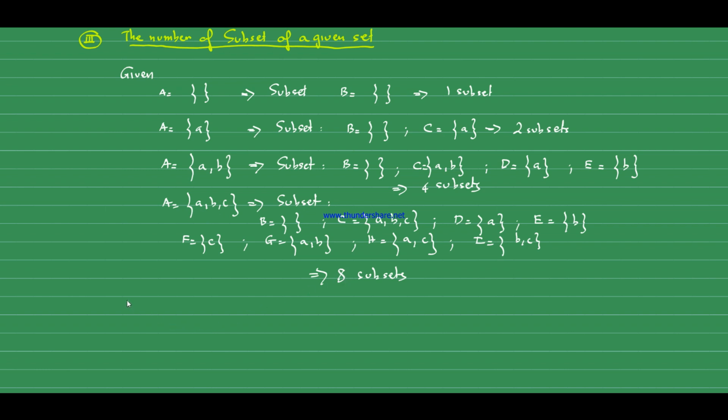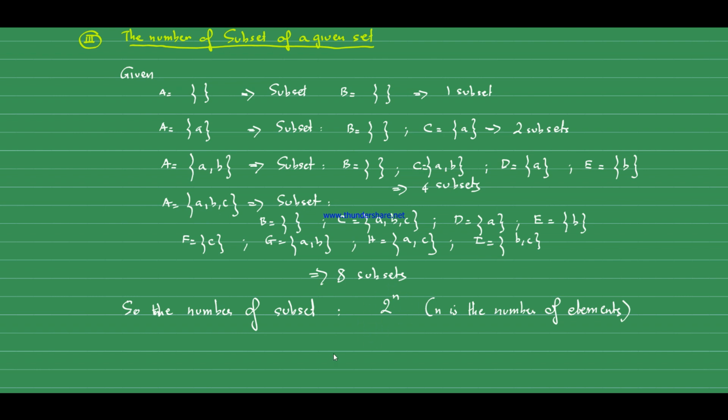Okay, so the number of subsets we can create will be 2 raised to the n power, and n in this case represents the number of elements. Okay, so with this formula over here, we can find the number of subsets.